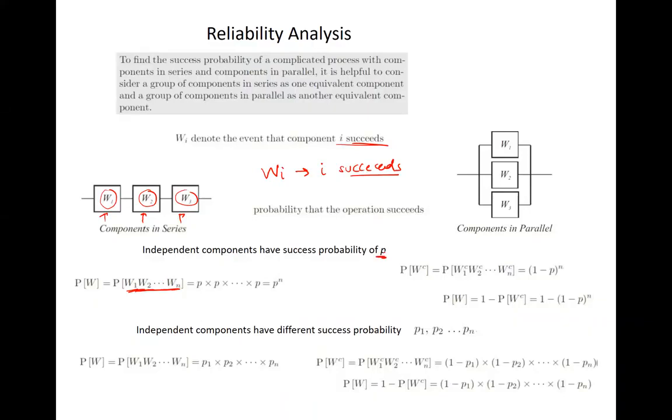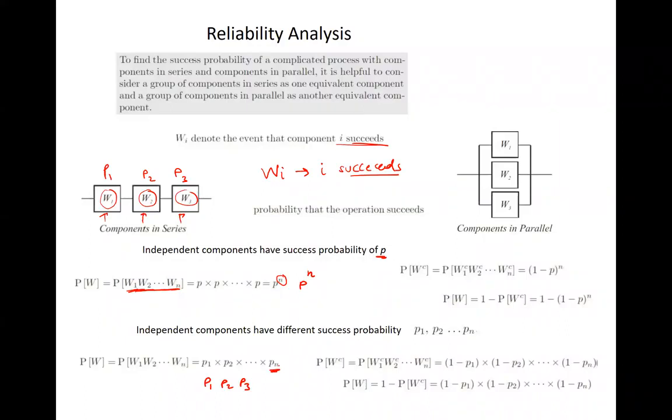If the success probability of components 1, 2, and 3 are all equal, then it's going to be simply p times p times p, so the number of elements. If there are n elements, then that's going to be p to the power n. If each component has a different success probability, let's say p1, p2, and p3, then the probability of success for this system is going to be simply p1, p2, and p3, so pn.